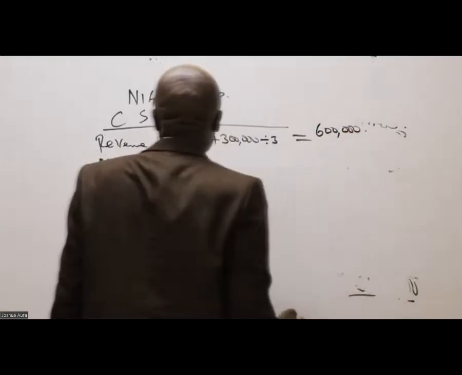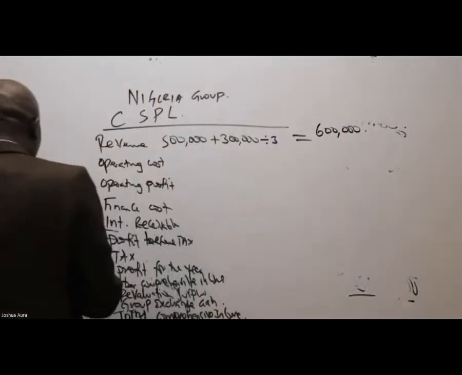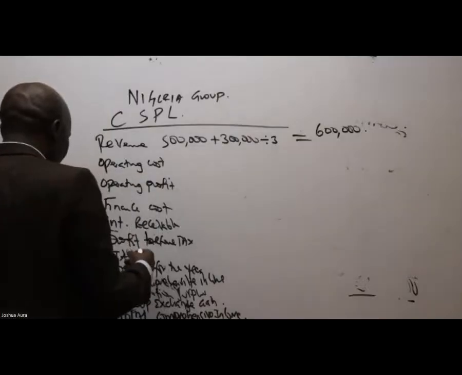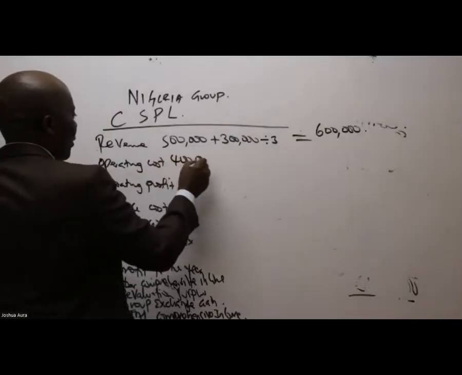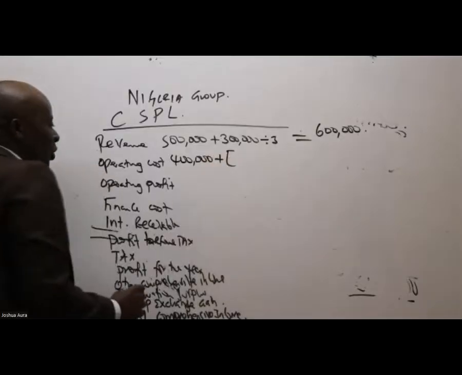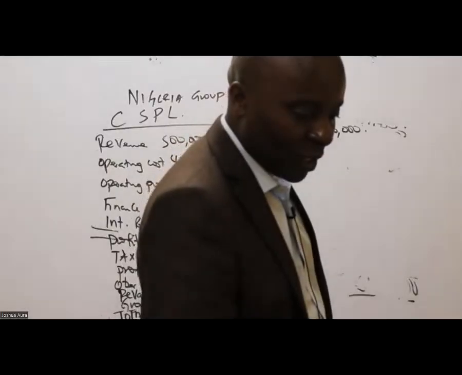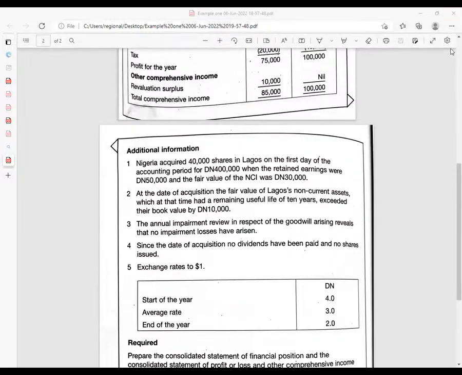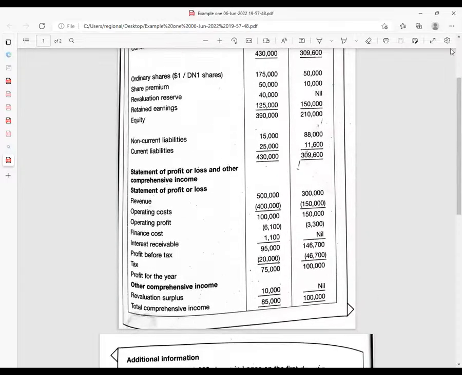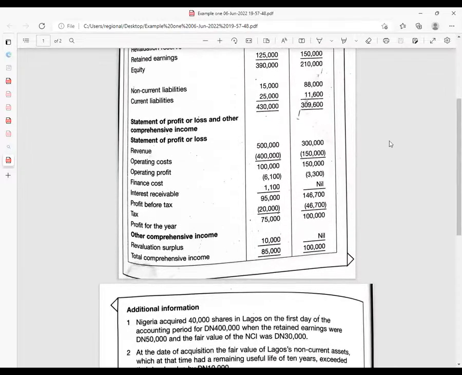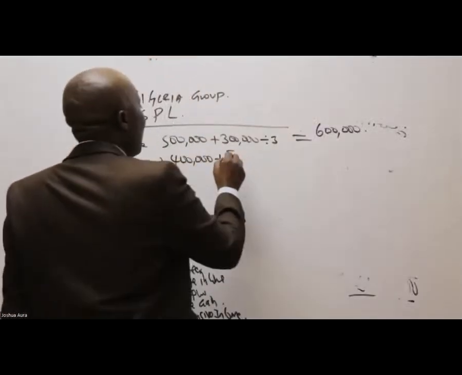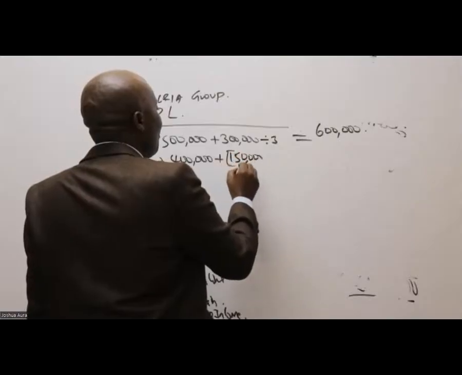600,000. And then we have, ladies and gentlemen, operating cost. Operating cost, I will take 400,000 plus the operating cost of the subsidiary. They have given you here. Operating cost of the subsidiary, you can see it's 150,000 DNs.